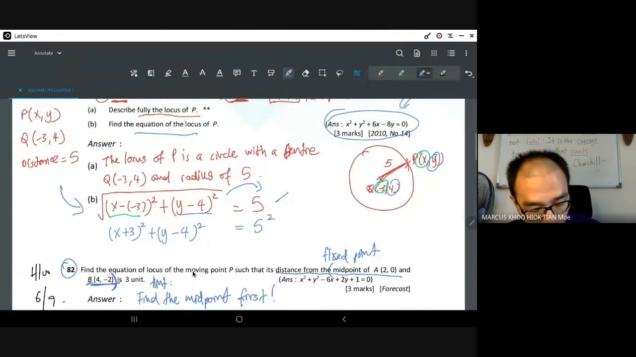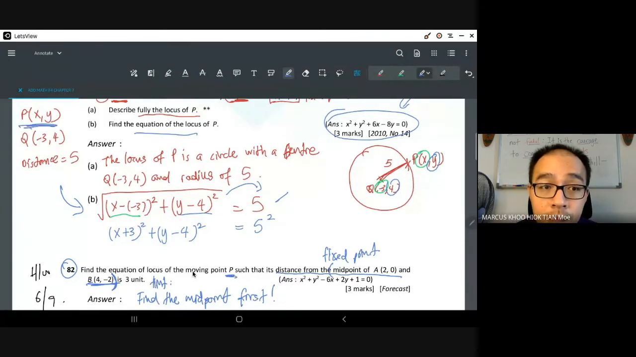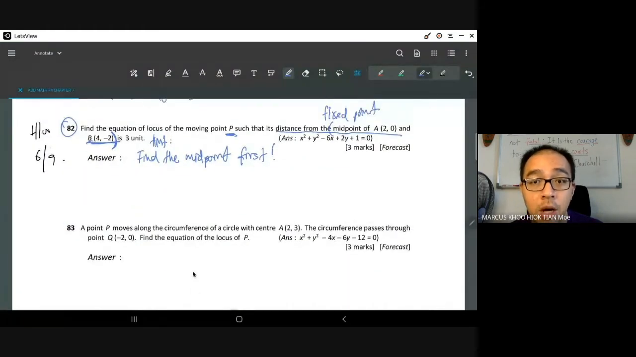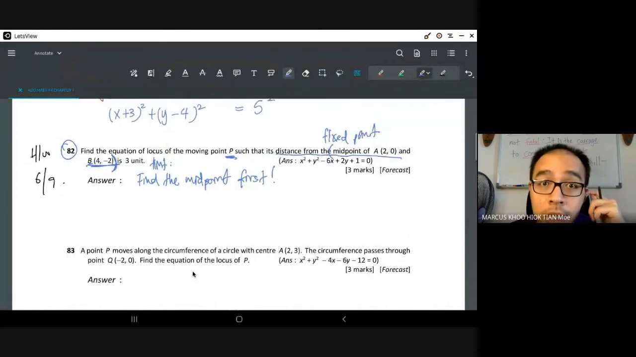Because the locus is P, we always set it as P(x, y). So this one, be very careful. This is the midpoint of A and B. How do you find the midpoint? Go and look at the beginning of your module again.